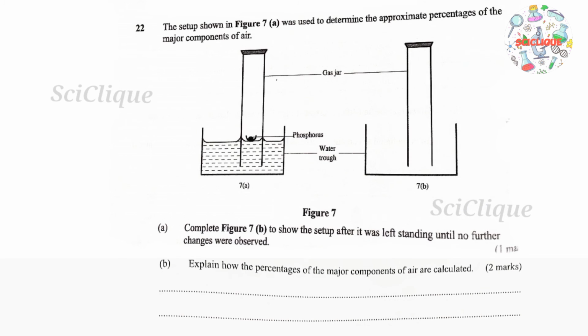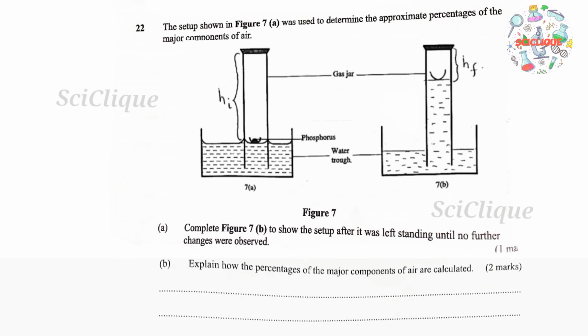Question 22. The setup shown in figure 7a was used to determine the approximate percentages of the major components of air. So we have phosphorus, and we should assume that the phosphorus is supposed to react with the active part of air, and that is oxygen. So part A, complete figure 7b to show the setup after it was left standing until no further changes were observed. So that is how the setup is supposed to look like.